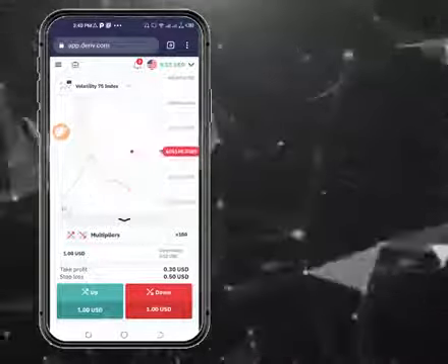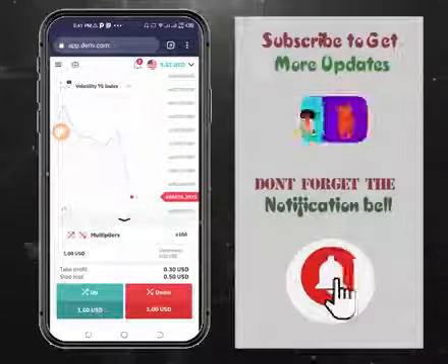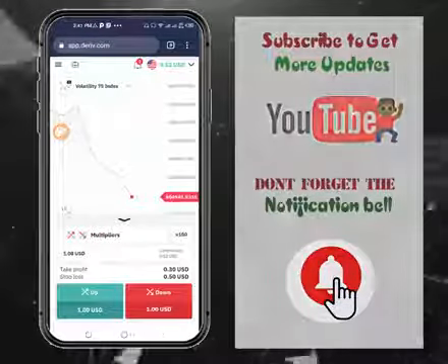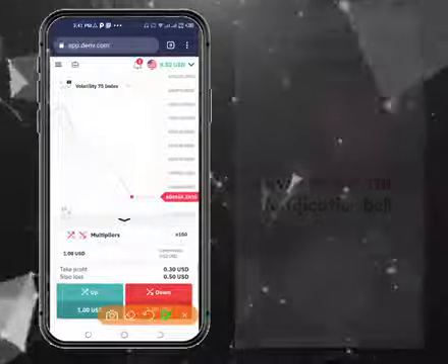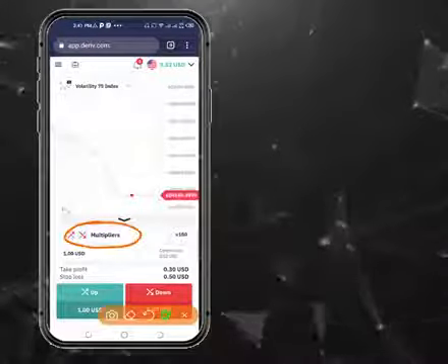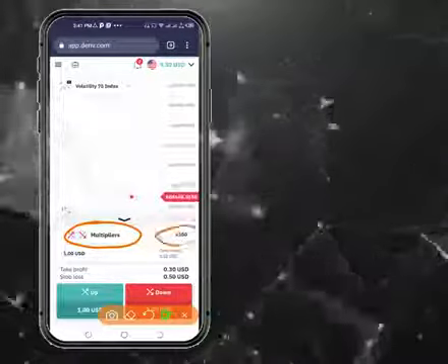So what do we do next? Now basically, when you open Deriv and you want to start, if this is not on multipliers like mine is, you can click on it. Once you touch it, you can change it to multipliers, and you can also change how many times you want your money to be multiplied.